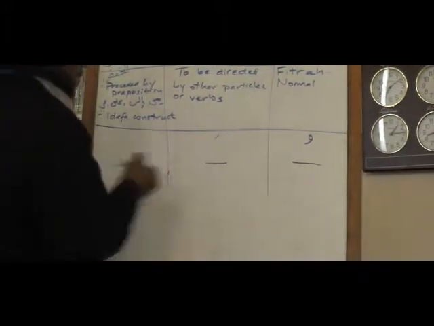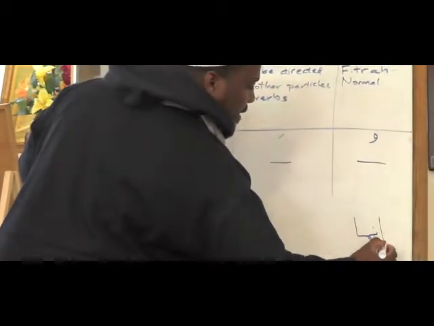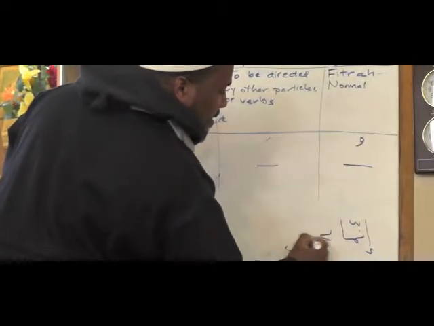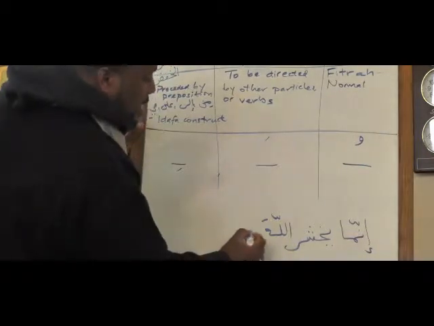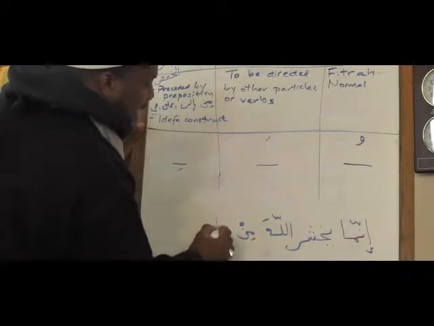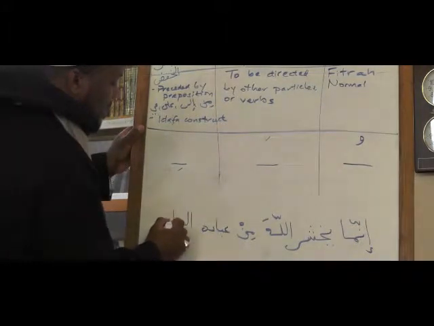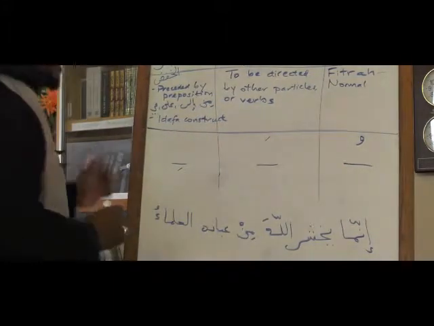Can you give an example? Yes. So for example, Allah says in the Quran, إِنَّمَا يَخْشَى اللَّهَ مِنْ عِبَادِهِ الْعُلَمَاءُ. All right? This is an ayah of the Quran.